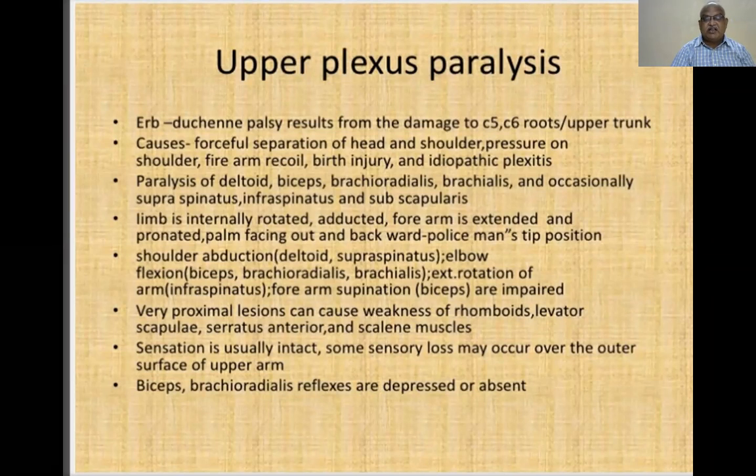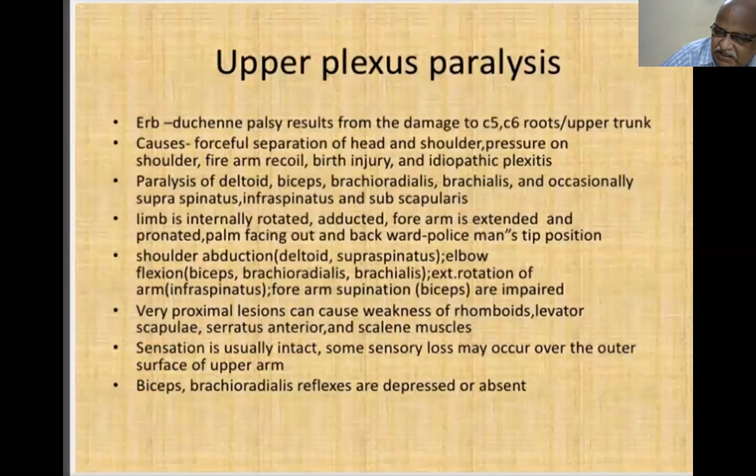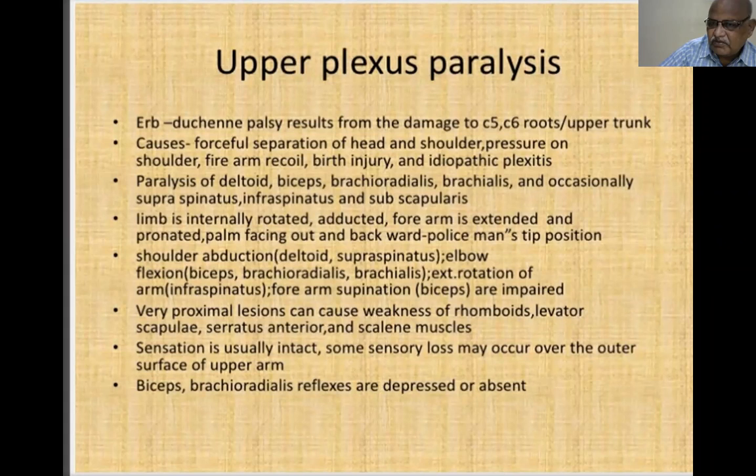A very proximal lesion can cause weakness of the rhomboids, levator scapulae, serratus anterior, and scalenus muscles. So I have given you what muscles will be affected if upper plexus palsy, C5 and C6, occurs. Sensation is usually intact; some sensory loss may occur over the outer surface of the upper arm. Biceps and brachioradialis reflexes are depressed or absent. All these muscles are affected in upper plexus palsy because C5 and C6 give the musculocutaneous nerve and the lateral root of the median nerve.